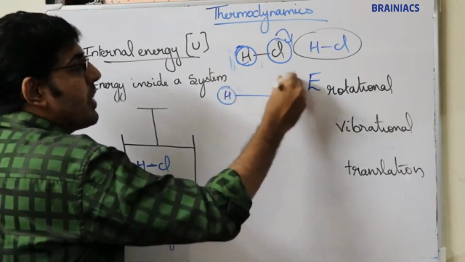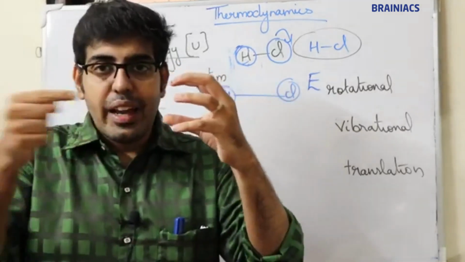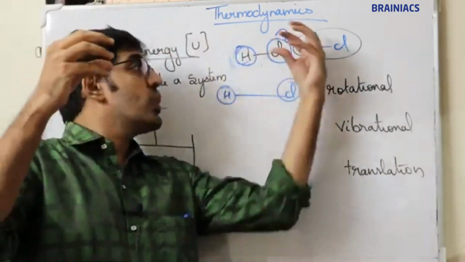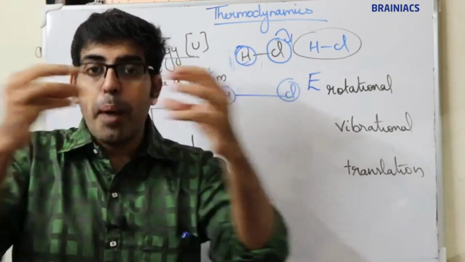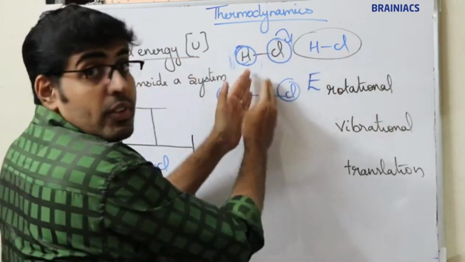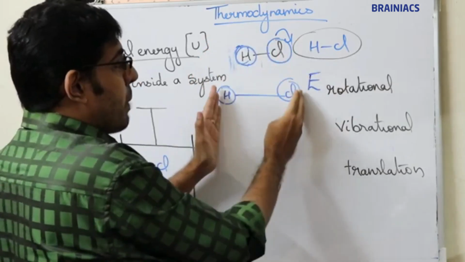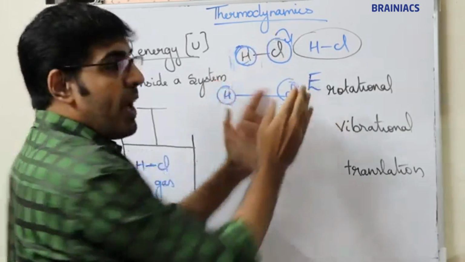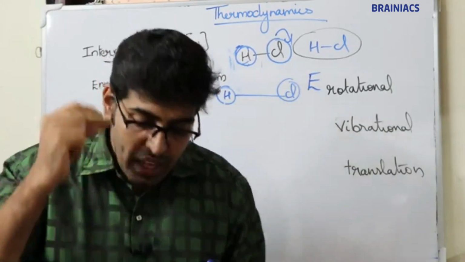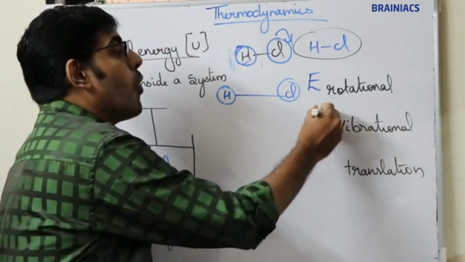Now, this HCl molecule can also show vibrational energy. What is vibrational energy? The atoms will vibrate from their mean position. For example, if this is the H atom and this one is the Cl atom, they will vibrate in their bond, with contraction, expansion, contraction, expansion. Both the atoms will vibrate from their mean position. As a result of this vibration, an energy is produced, and that energy is known as vibrational energy.